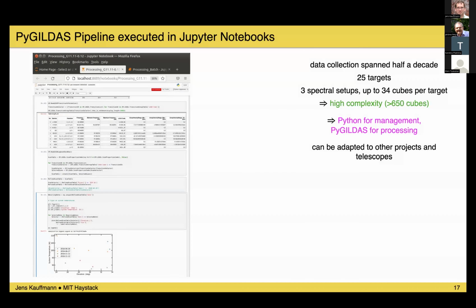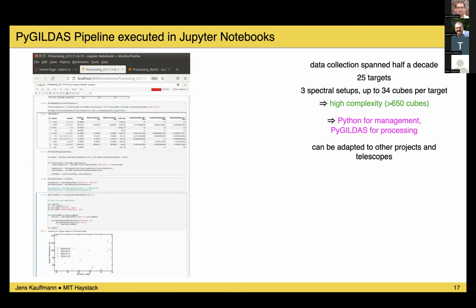So data collection spanned more than half a decade, 25 targets, many spectral setups, and resulting in more than 650 data cubes. So the point here is that the data processing for this is highly complex, and that's essentially what's taking the time to process the entire data set.